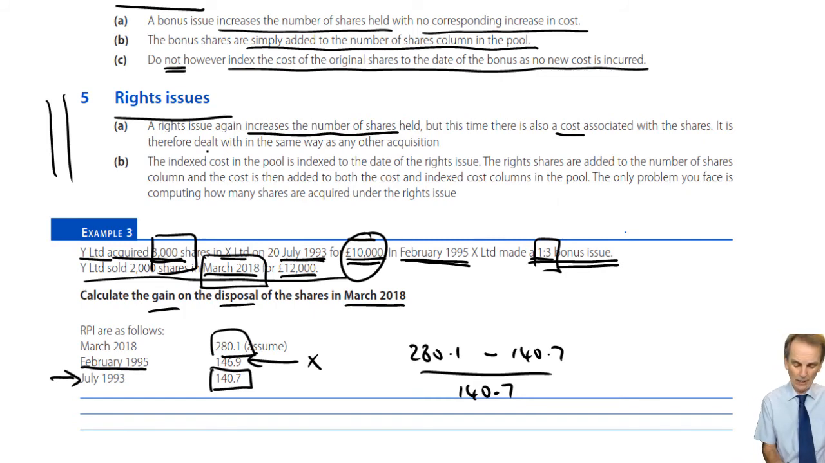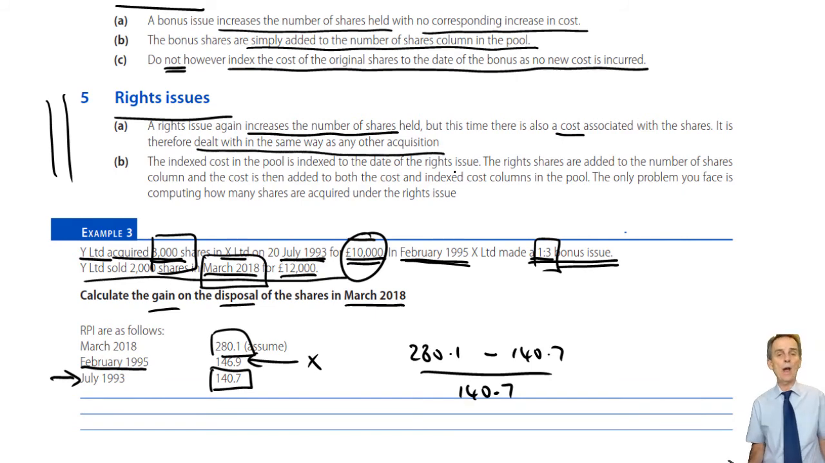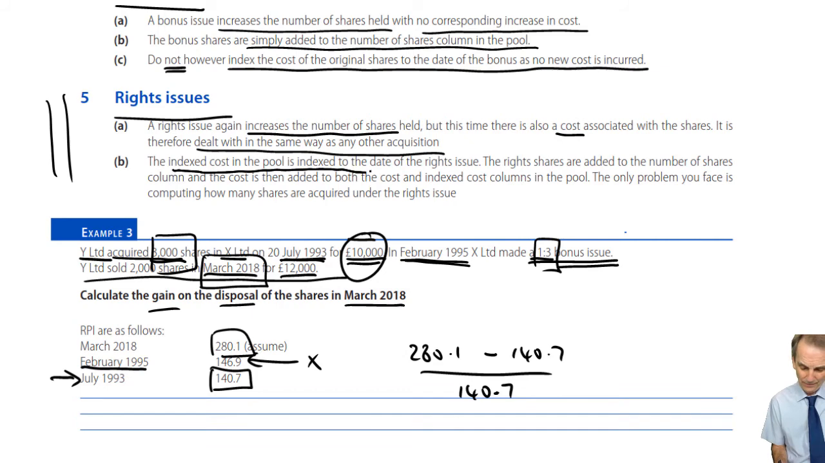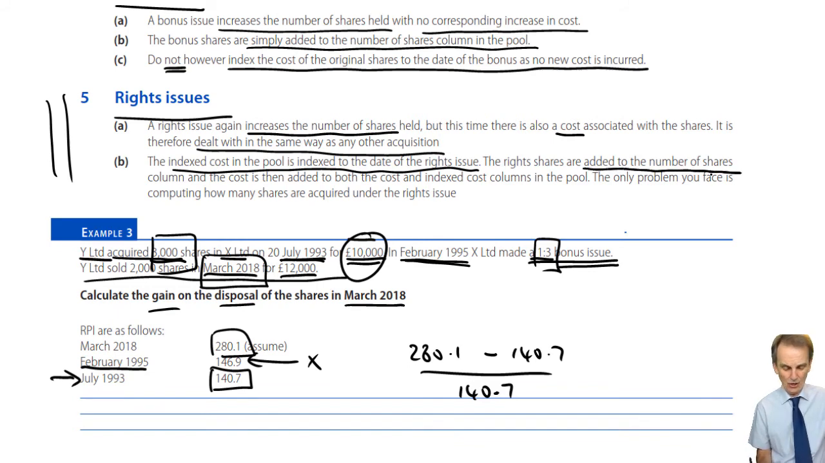It is therefore dealt with in exactly the same way as any other acquisition, other than the bonus issue, any normal acquisition of shares, any other normal purchase. So what do we do? The index cost in the pool is indexed to the date of the rights issue. Whatever was the last figure on your index cost column, that is the figure that is now re-indexed. We index it through to the current date of this rights issue. We then add in the number of shares acquired.